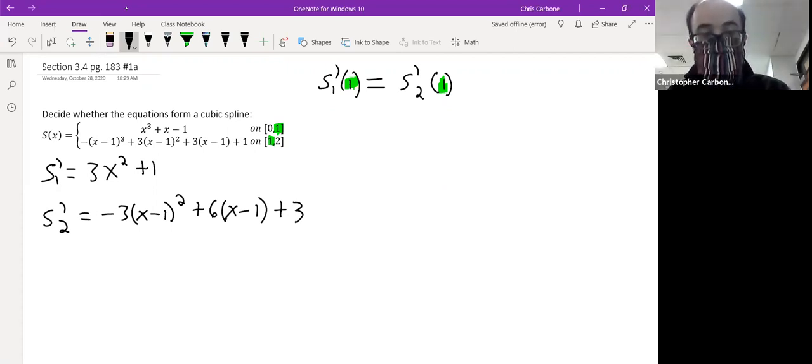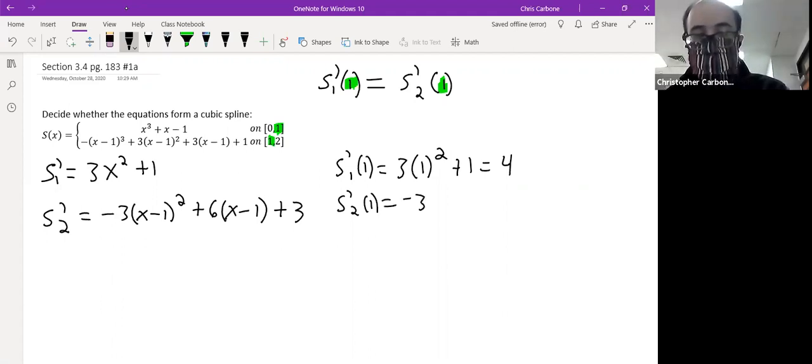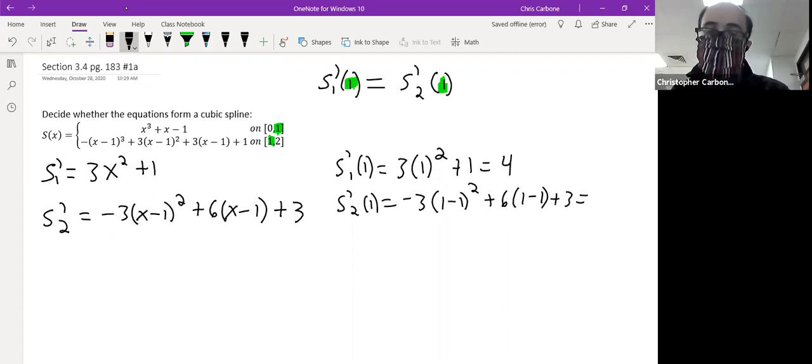And if we put 1 into this first derivative that we just found from the first equation, we get 3 times 1 squared plus 1. That'll give us a value of 4. And if we put 1 into the derivative of the second equation, we would obtain negative 3 times (1 minus 1) squared plus 6 times (1 minus 1) plus 3. Most of that cancels out because of all the zeros. We get a value of 3.